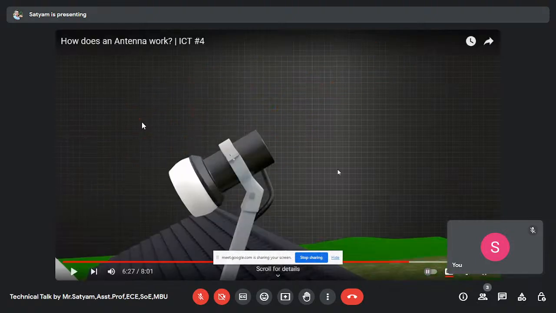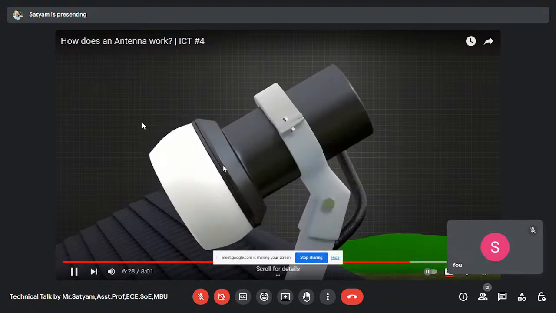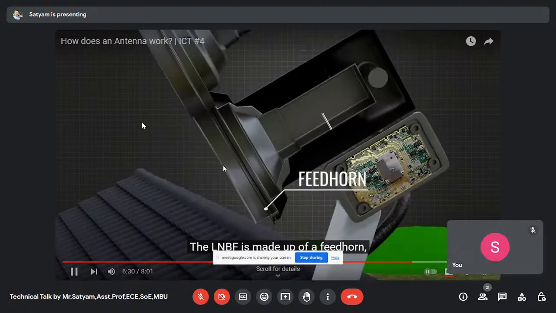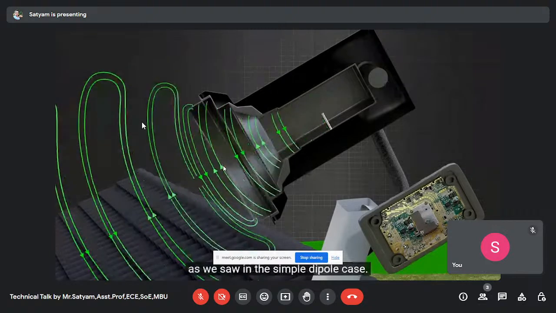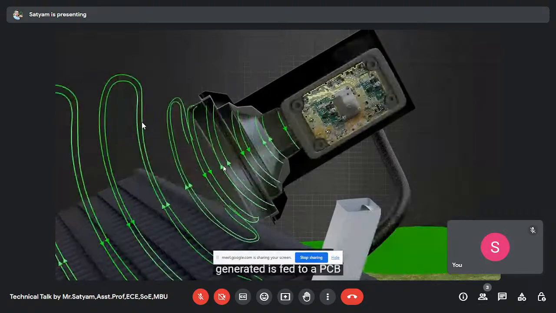Now he will say what is there inside this LNBF, right? The LNBF is made up of a feed horn, a waveguide, a PCB, and a probe. In this animation, you can see how the incoming signals are focused onto the probe via the feed. At the probe, voltage is induced as we saw in the simple dipole case. The voltage signal so generated is fed to a PCB for signal processing, such as filtration.